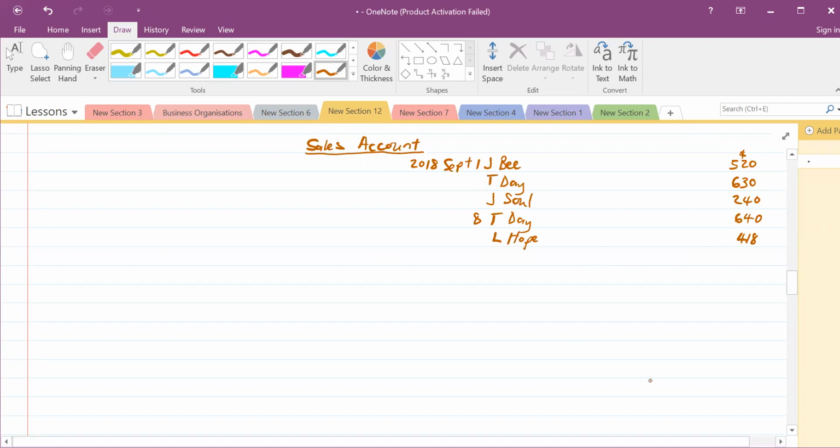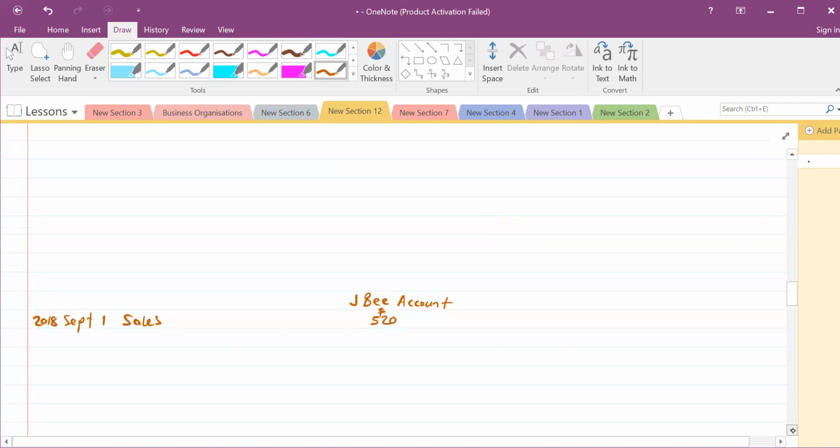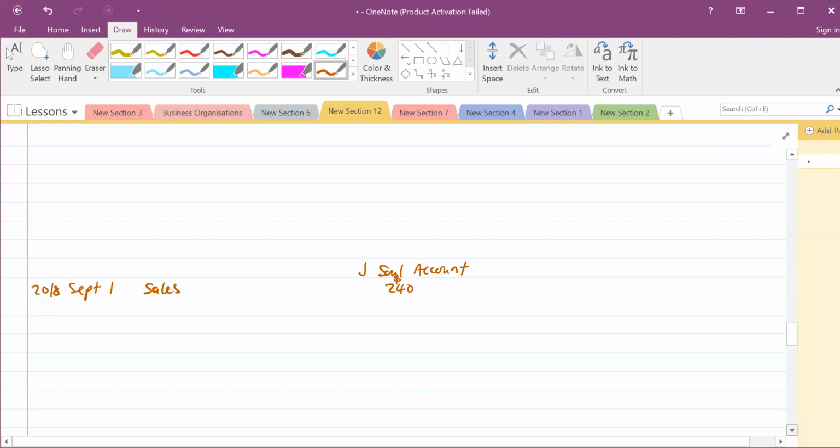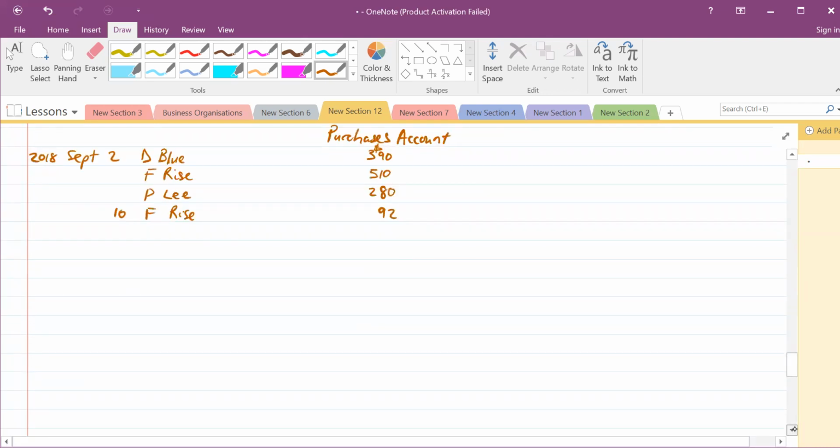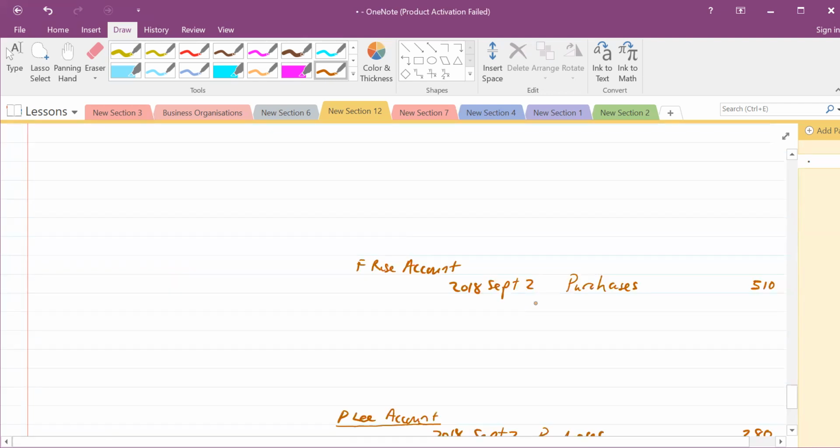And then we go on to the other things. Purchases on credit from F. Rice, 92, and R. James, 870. So we go to the purchases account. Over there, we write F. Rice. And this is on the 10th, right? How much? 92. And we go on to F. Rice's account. Over there, the 10th, purchases, we've completed the double entry for F. Rice.